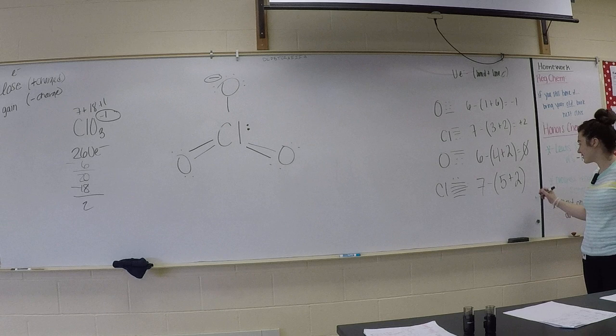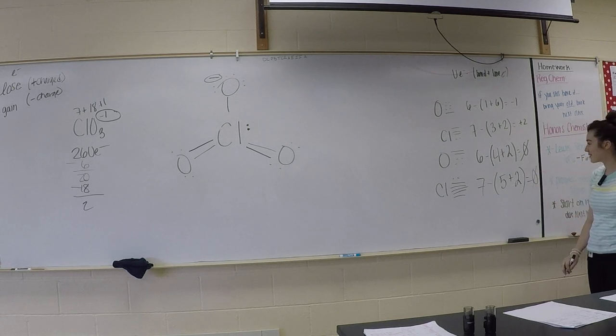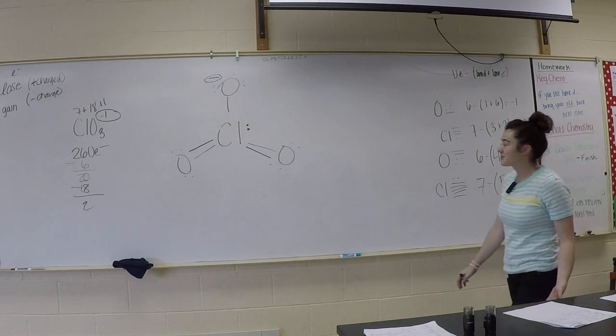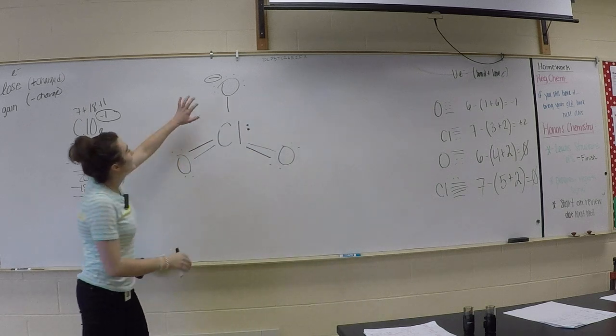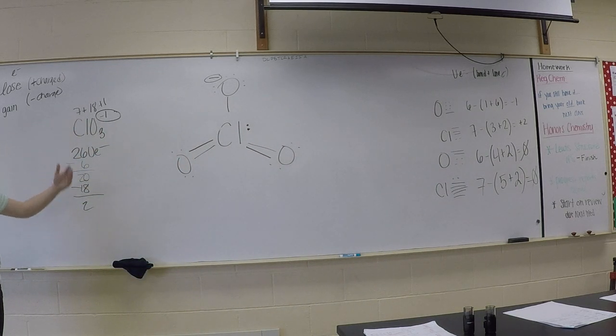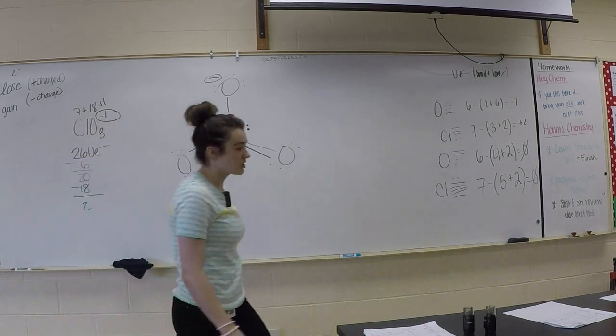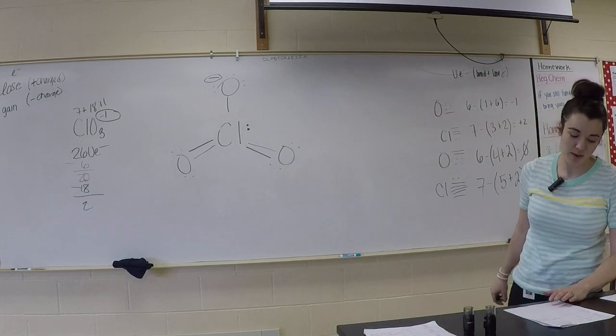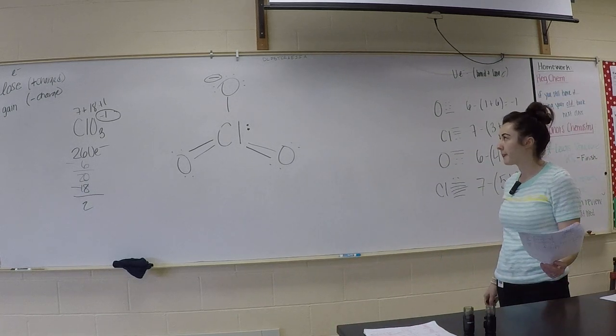7 minus 7 is 0. Sweet. Chlorine is neutral. These oxygens are neutral. That oxygen is -1, and that's how chlorate has a -1. So this is what I would consider to be your best form of chlorate. Has less charges. It's happier that way, more stable that way.